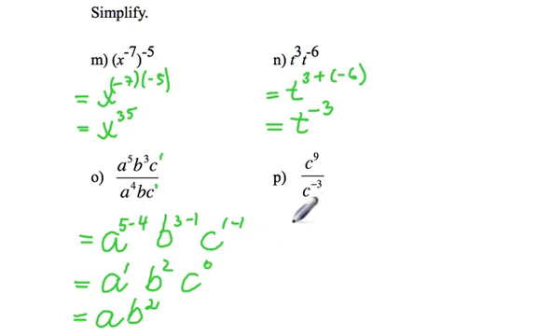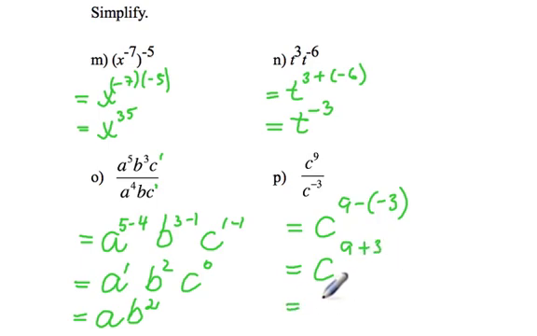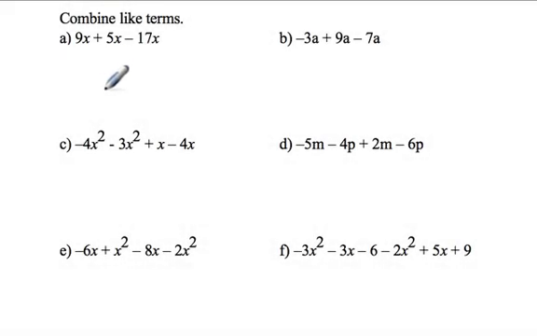Question P, we have divided powers. So base remains and we subtract the exponents. So we take away the negative 3, and that equals c to the power of 9 plus 3, and that equals c to the power of 12. So here we have to combine the like terms.